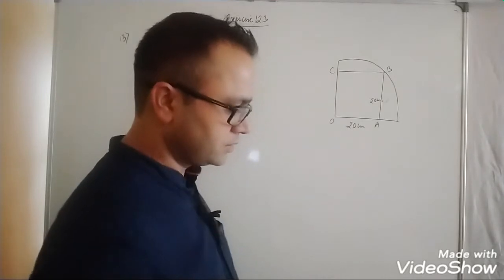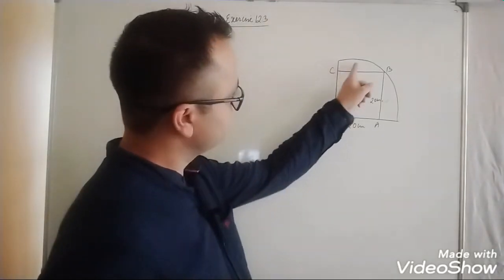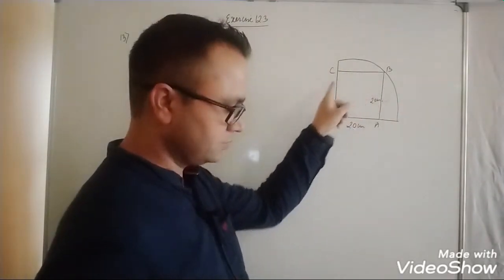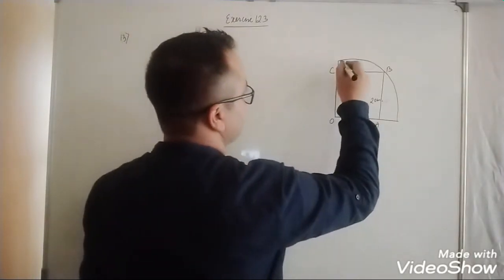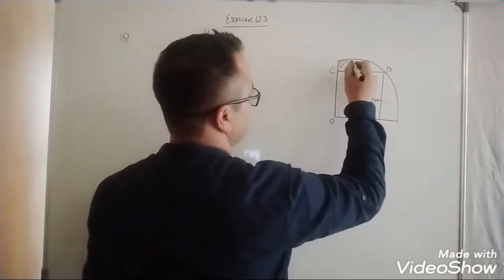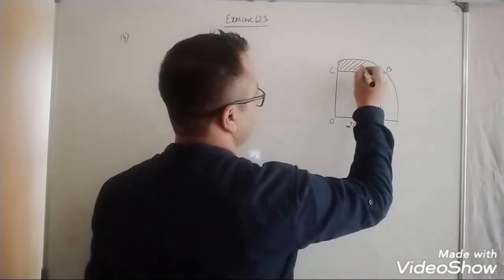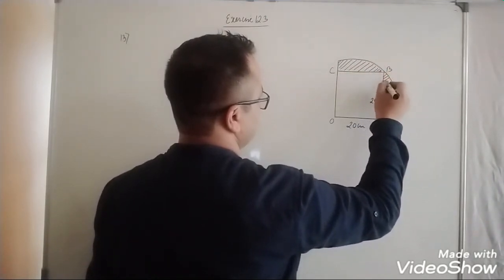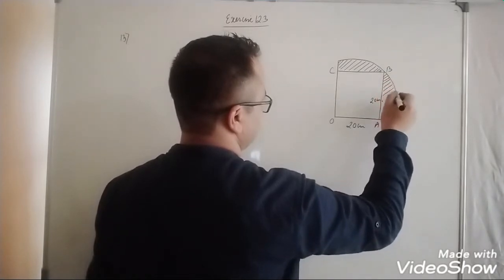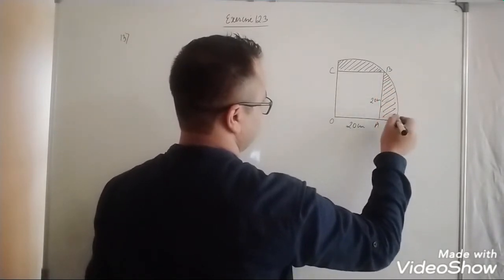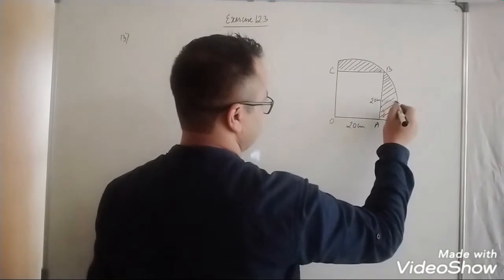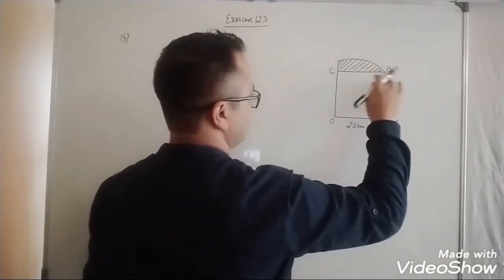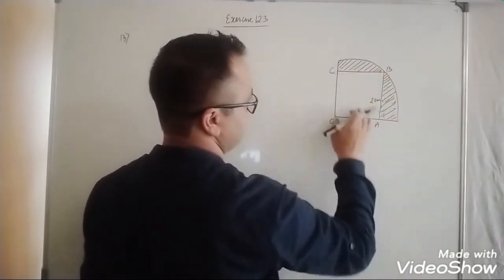Find the area of the shaded region. We have to calculate the area of the shaded region. For that, we have to subtract the square from the quadrant. Quadrant minus square gives the shaded region.